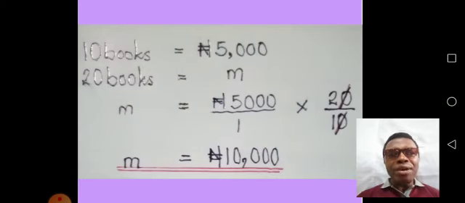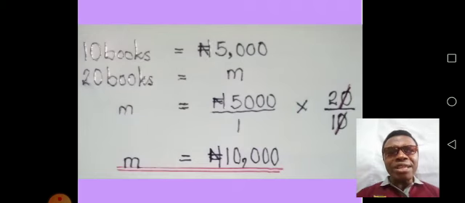So M equals 5,000 over 1 on the right hand side, and then we take the reciprocal of books that we have on the left hand side of the equation sign to give us 20 over 10. Cut the 0, that's 10 into 10 is 1. Cut the 0 in the numerator, 10 into 20 is 2. And so M equals 10,000 naira. Remember, this is a direct proportion. Increase in books has caused increase in money.